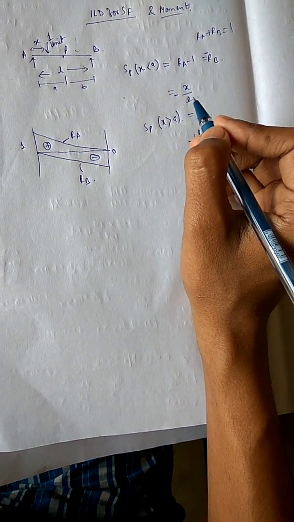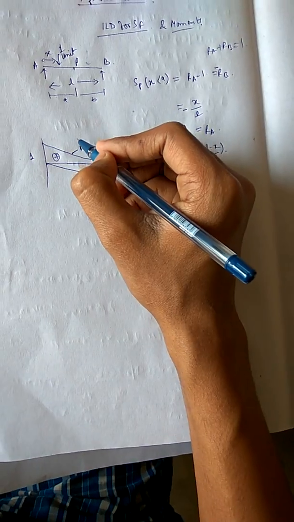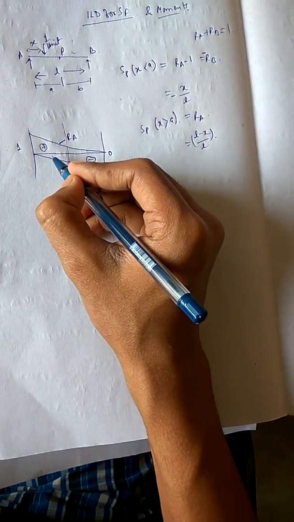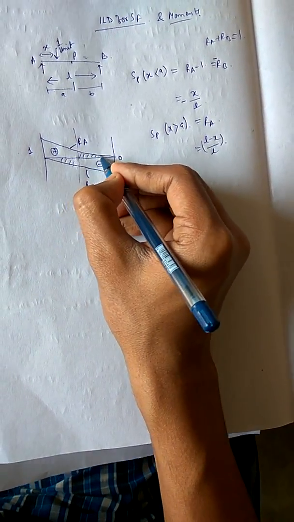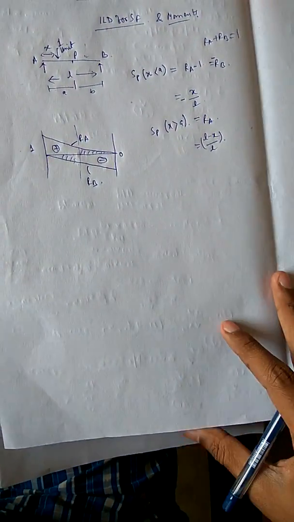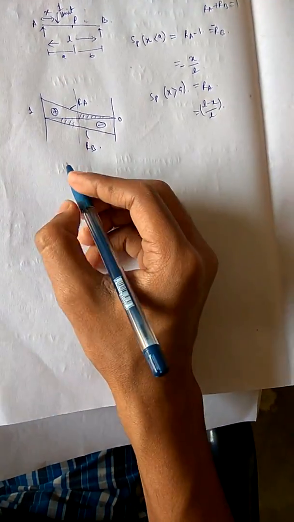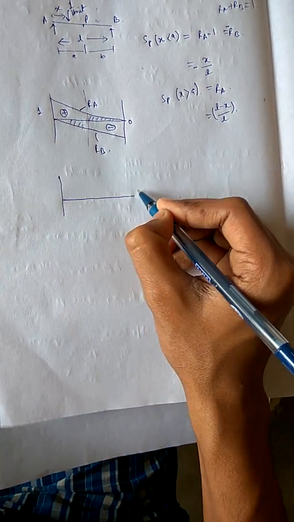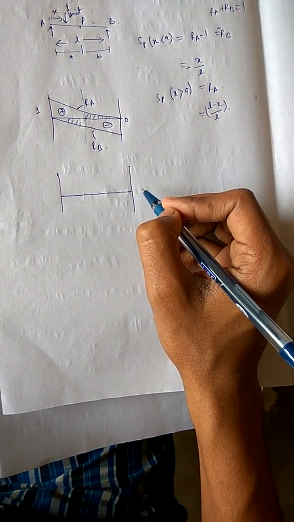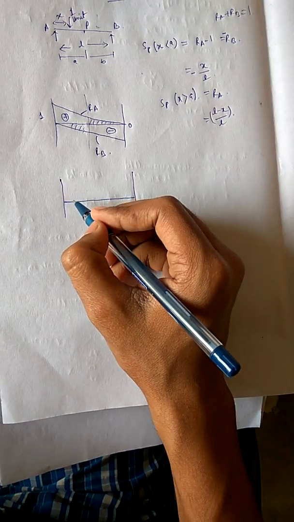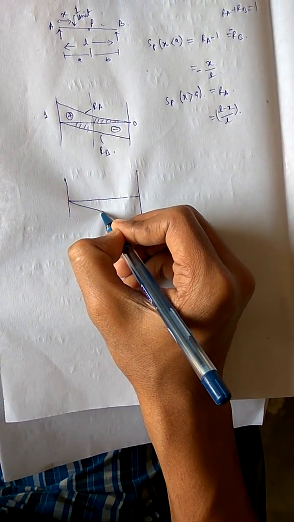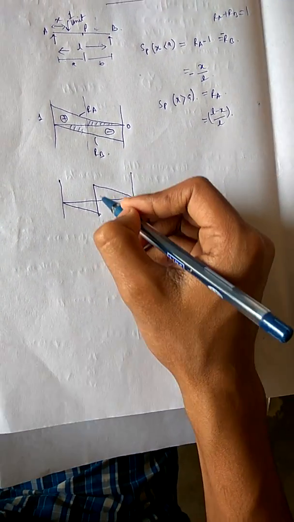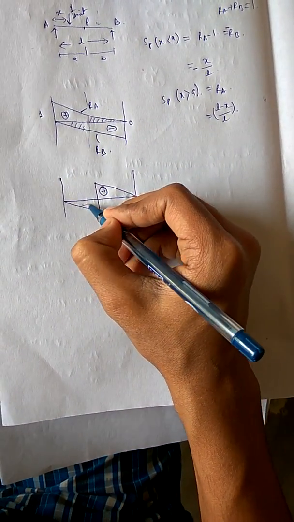So to find the ILD for shear force at point P, which part do we have to take? This part and this part. So finally, the ILD for shear force will be something like this. This is the positive value, this is the negative value.